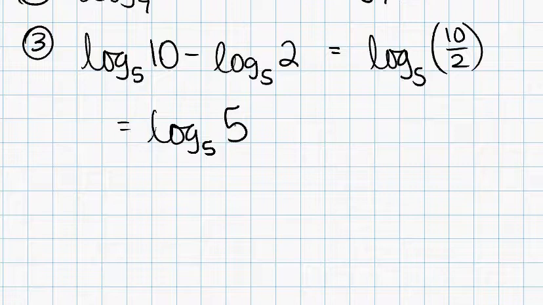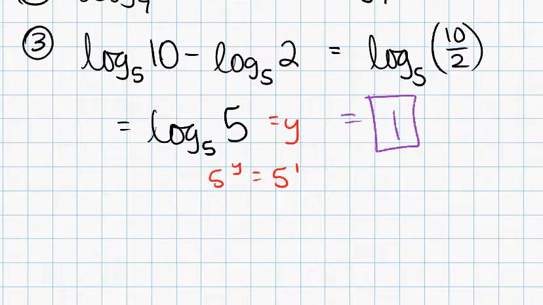And so I ask you, do you remember what log base 5 of 5 really equals? You could rewrite this one. We pretend it equals y. So 5 to the y equals 5 to the first. And y must therefore be 1. So this one simplifies all the way down to 1. So that's just flat out using the properties as given.